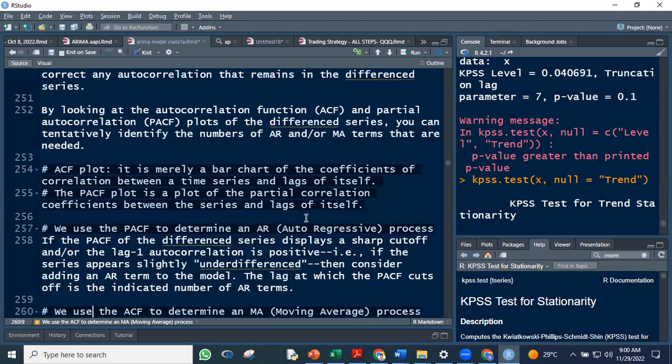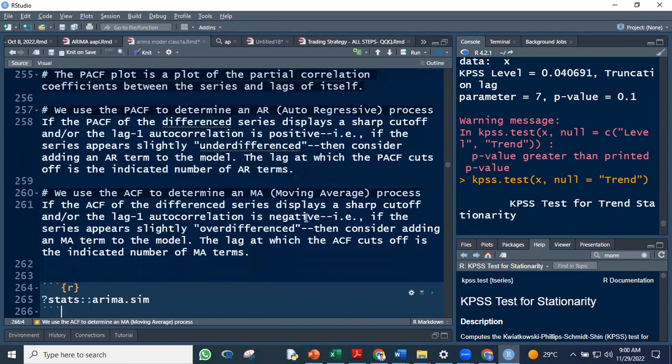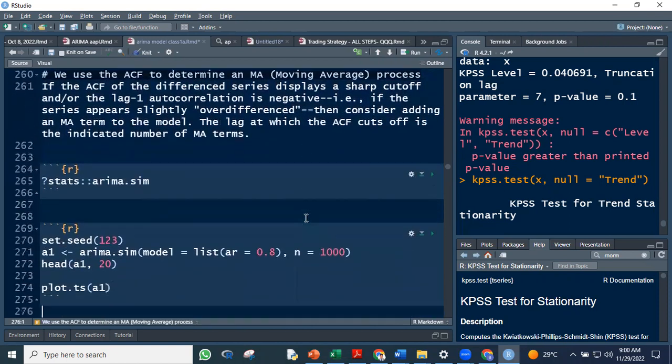Pero ngayon, class, the good news is that may mga softwares, ito, si R, no? Na pwede na nating automatically, you don't even need to plot the ACF and the PACF para malaman natin kung anong model yun.